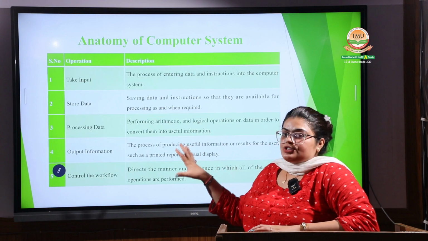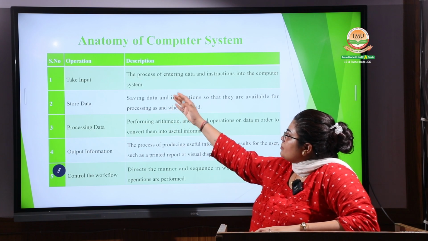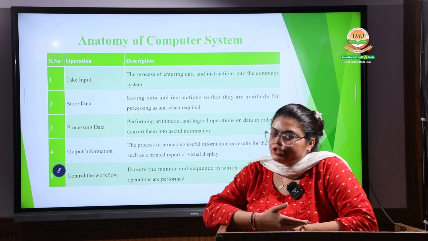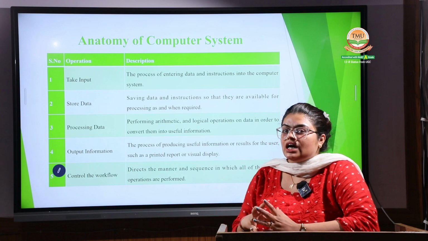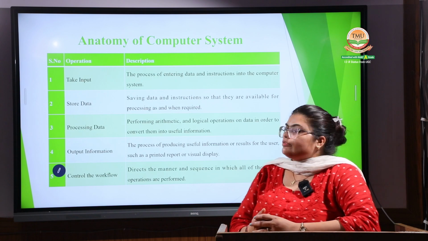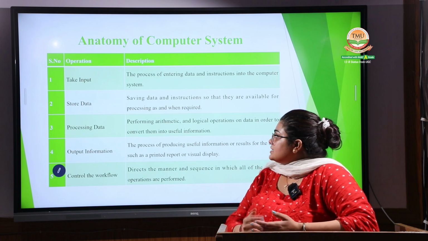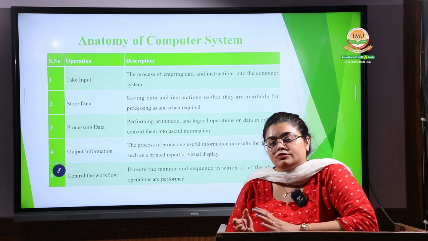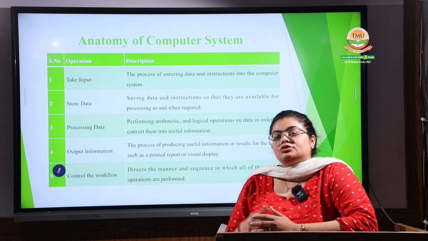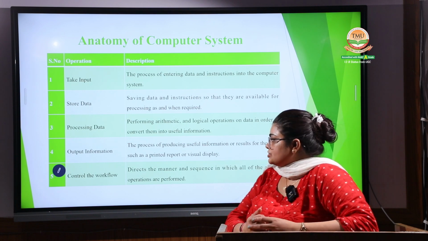These are the operations performed under the anatomy of computer. First, take the input, the process of entering data and instructions into the computer system by the input devices. Second, store the data in the memory unit, saving the data and instructions so that they are available for processing as and when required. Third, process the data, where we apply arithmetic and logical operations over the data so that we can get the meaningful or valuable information.